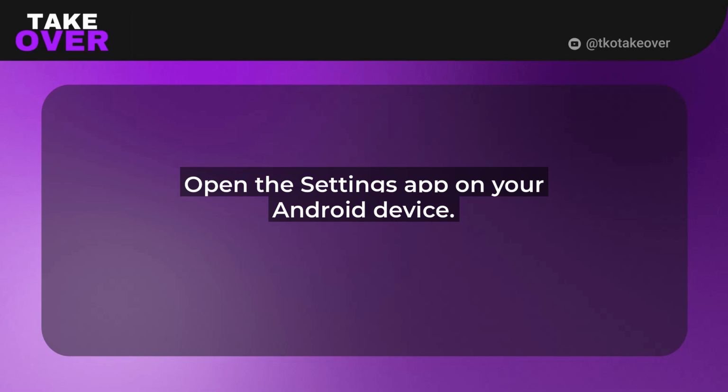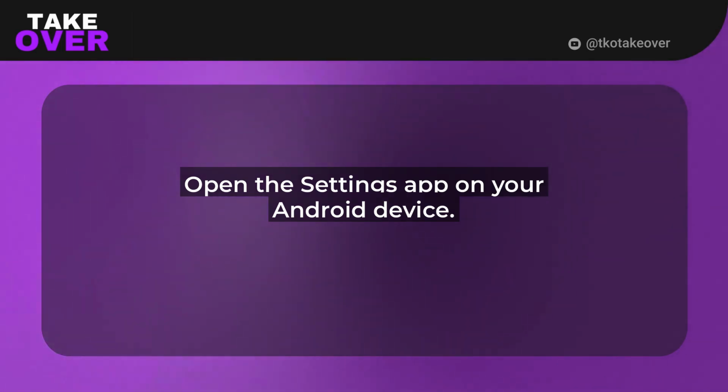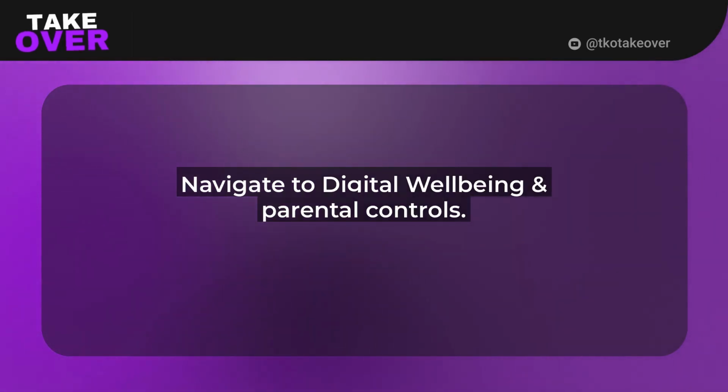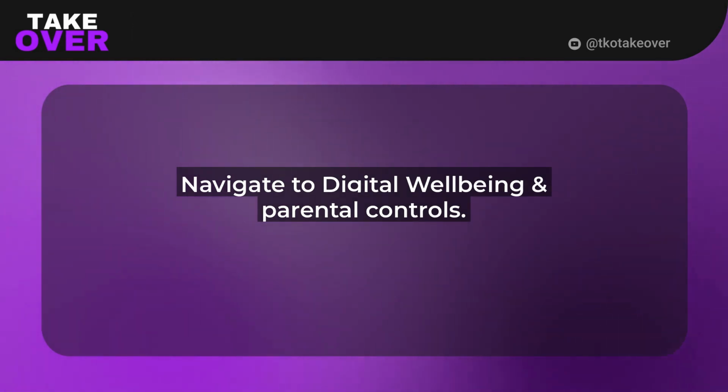First things first, let's fire up your Android device. Make sure it's running the latest update, Android 15 or higher for 2025, to access the most accurate features. Start by unlocking your phone and heading to the Settings app. It's usually that gear icon on your home screen or in your app drawer.